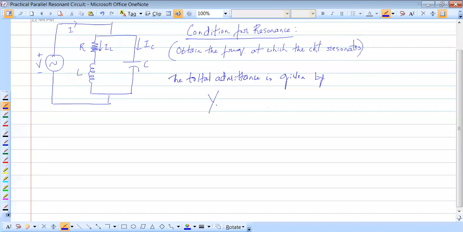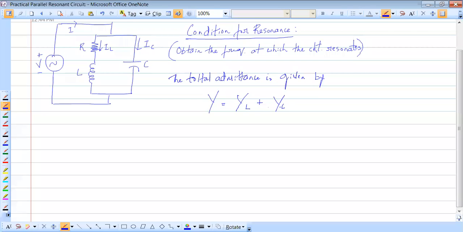This is total admittance. Let's call that Y. You can call that Y total or Y, the total admittance. This is our total admittance. And the total admittance is given by the admittance of the branch where L is connected plus the admittance of the branch where C is connected. I hope it's clear to you now. You can write impedances and take the inverse of that, you will get the admittance.